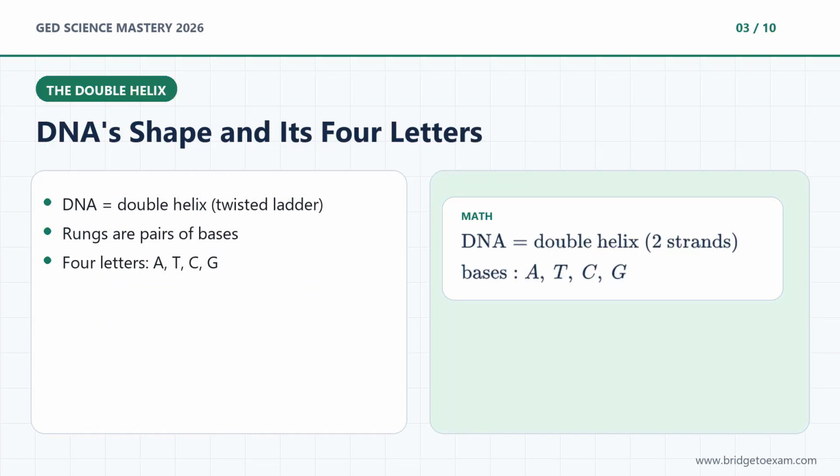DNA has a famous shape, a double helix, which just means two strands twisted together like a twisted ladder. The two sides are held together by rungs, and each rung is made of a pair of chemical letters called bases. There are only 4 bases, and you should know them by their initials. A for adenine, T for thymine, C for cytosine, and G for guanine. Just 4 letters, A, T, C, and G, spell out every instruction in every living thing. The order of those letters is the code.